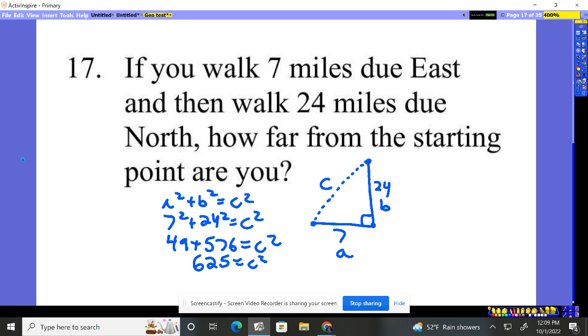Now, I need C, not C squared. So I take the what? Square root. It comes out beautiful. C is a perfect 25. You're exactly 25 miles away from base camp.